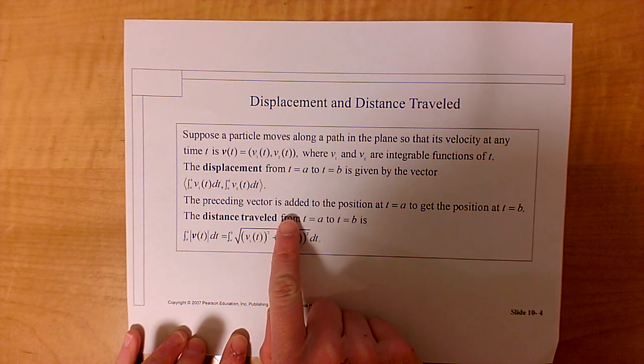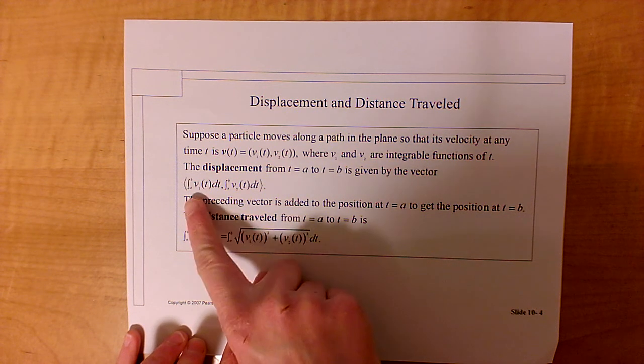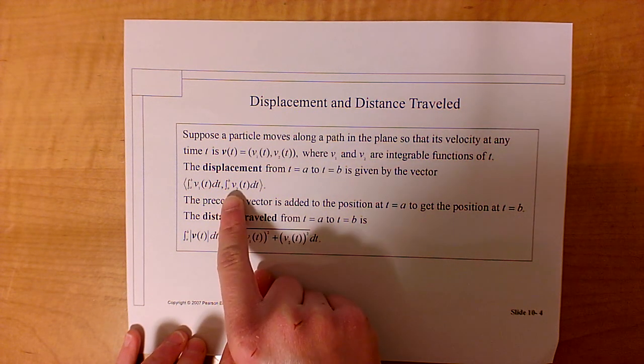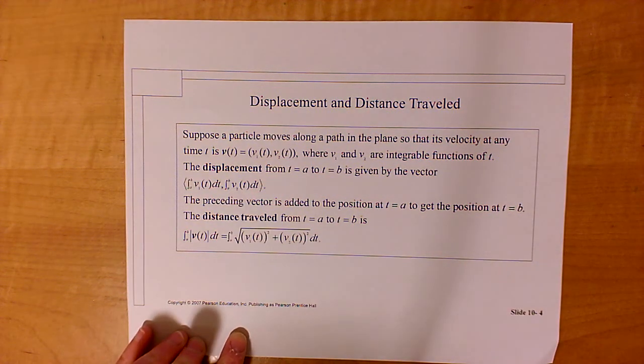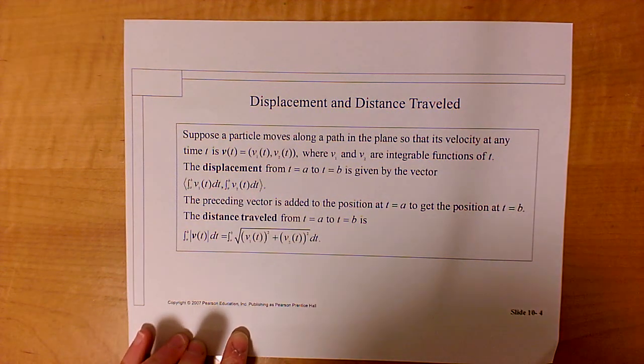Now, what we can do is take this vector and add it to what we know about our initial position, and that will give us our final position. And we'll actually do that in example 1.